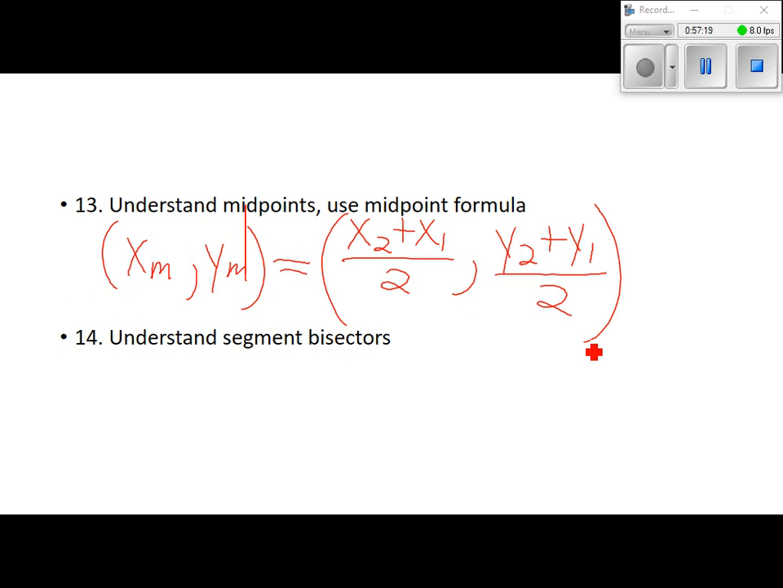Number 14. Understand the segment bisector. Explain a segment bisector to me. What's it do? What's a segment bisector do? How many pieces? Bi means what? Splits it into 2 pieces. What do we know about those 2 pieces? They're congruent. They're equal. Give me an example of a segment bisector. A midpoint. A midpoint splits a segment into 2 equal parts. So a midpoint is a segment bisector.